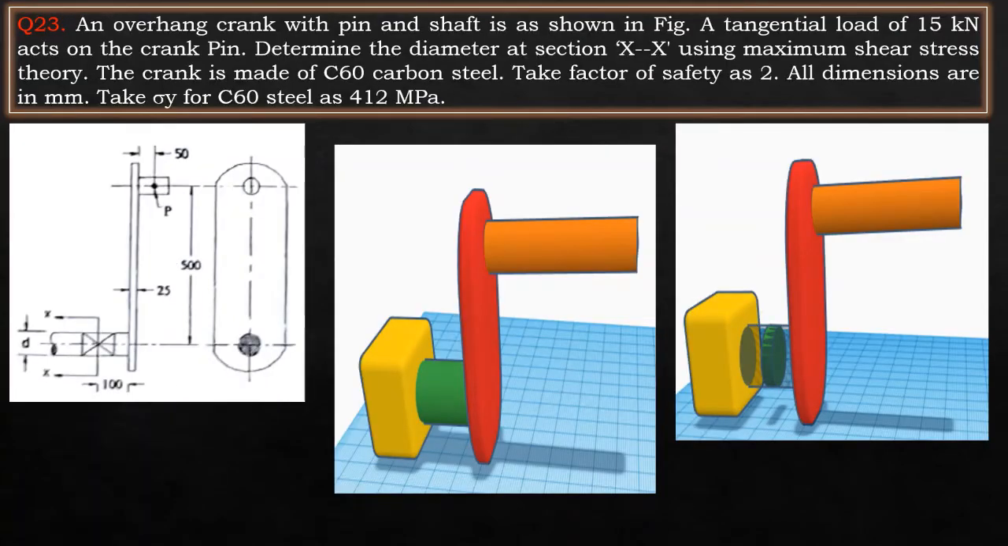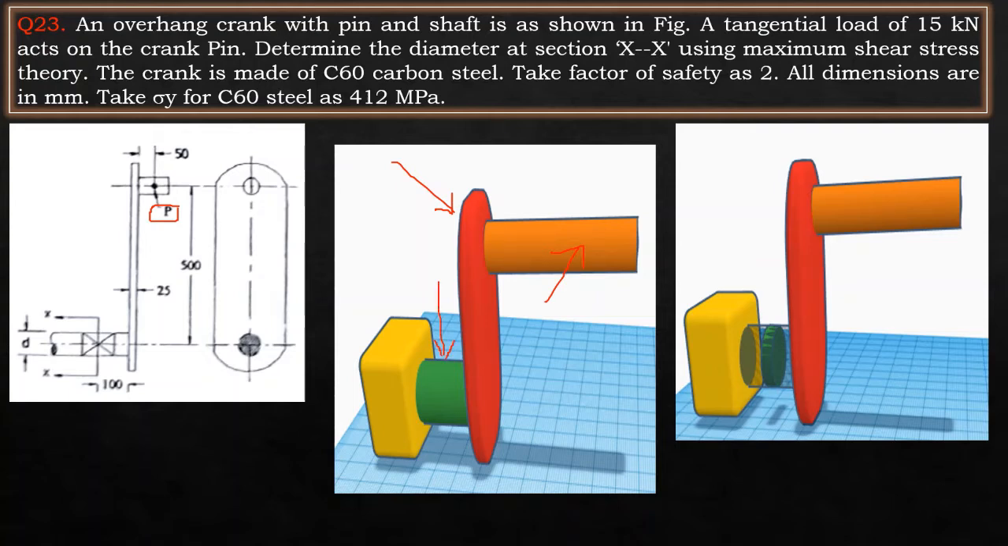Let us now start analyzing this problem. It is clearly seen in the numerical that there is a load P which is applied on the crank, or indirectly there is a load P which is applied on this rod. This rod is in turn connected to this frame. Because of the load on this rod, this frame rotates, which in turn rotates the other shaft.